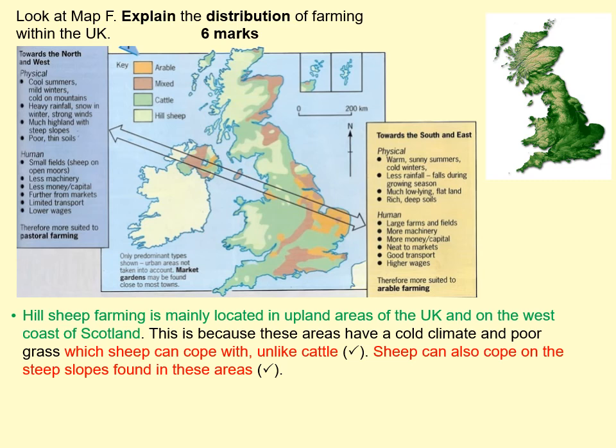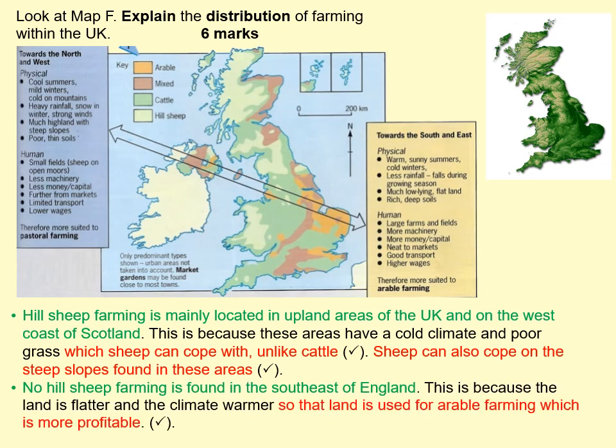I'm also going to go on and get even more marks now because I'm going to talk about where hill sheep farming is not found. So, no hill sheep farming is found in the southeast of England. Great description, I don't get a mark though. I get a mark because I've said this is because the land is flatter and the climate is warmer, so that land is used for arable farming, which is more profitable.